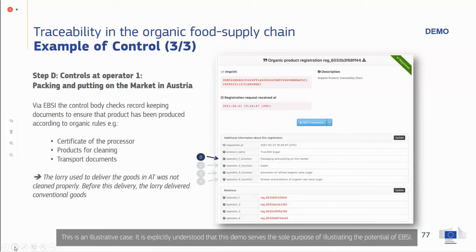And its control body is doing the checks, again, remotely. It's going through all these documents and checking the products that were used for cleaning, the transport documents and several other documents. And here, the control body found the source of the contamination. In this case, the source of the contamination was the lorry that was used to transport the sugar in bulk from Sweden to Austria. Basically, the lorry was not cleaned properly before it transported the organic products. And through this record keeping, we found that the lorry was, before this delivery, transporting non-organic products. And therefore, we have an issue of cross-contamination and an infringement.